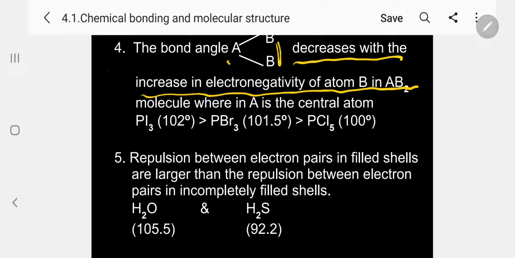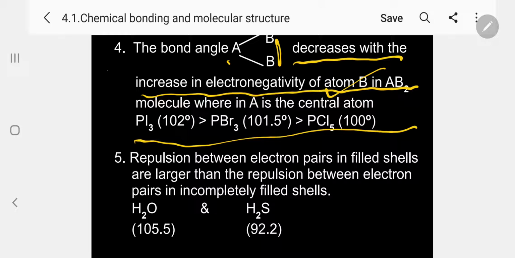So BAB, it is given: if the electronegativity difference between A and B decreases with the increase in electronegative atom in BAB2, the molecule where A is the central atom. Kindly follow, PI3 greater than PBr3 greater than PCl3. That means P is the central atom, with I, Br, Cl.